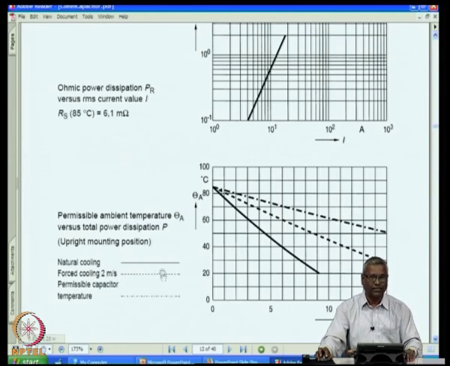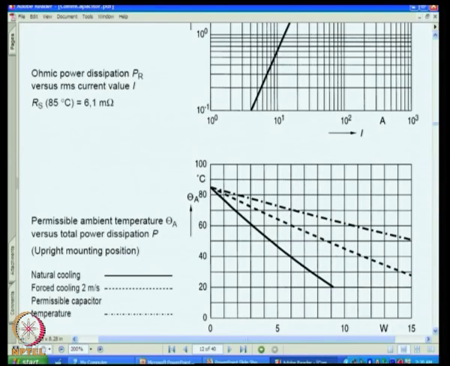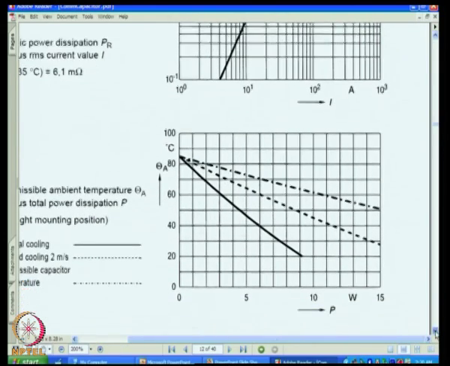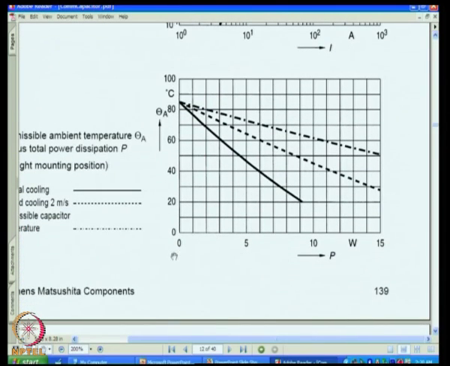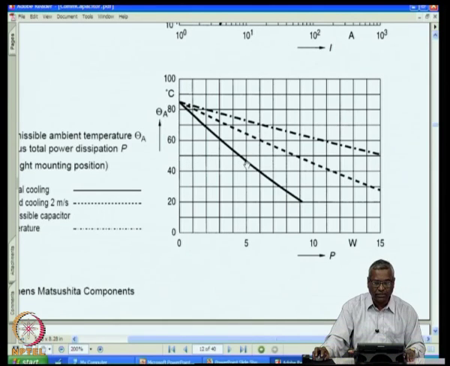So, you can see here in this particular data sheet the ambient temperature on one side and the power dissipation on the other side. This capacitor can dissipate about 9 watts of power at an ambient temperature of 20 degrees centigrade, and at an ambient of 45 degrees the power dissipation can be only 5 watts, and at an ambient of 85 degrees you cannot dissipate any power at all. So, this line is the power dissipation characteristic for natural cooling.